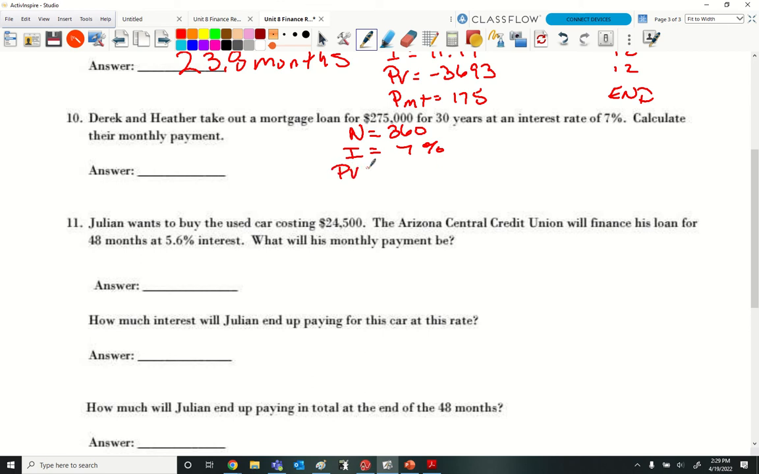PV. Very good. It's negative. I am borrowing money. And PMT. I'm looking for that one, right? So that means I'm going to leave that one blank. FV. Because since I borrowed money, I want to know when it's going to be paid off. 12, 12, N.